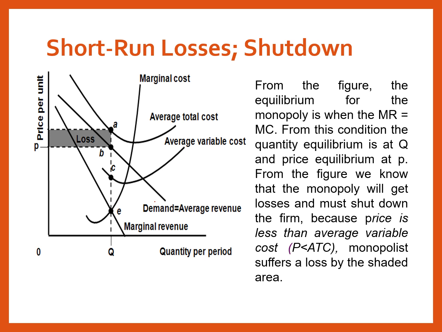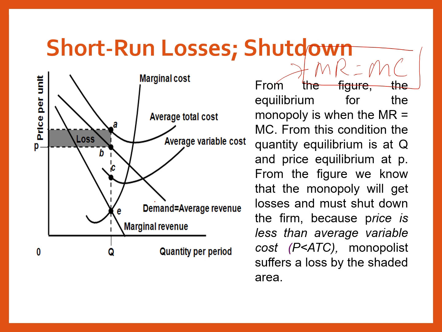So from the figure, the equilibrium for the monopoly is when the MR is equal to the MC. So for the profit maximization, the MR is equal to the MC. Okay, so ini konsep yang kita akan terus guna. And then from this condition, the quantity equilibrium is at Q and the price equilibrium is at P. So kalau kita tengok dekat sini kita nak cari dia punya nilaian untuk dia punya equilibrium. So of course kita tengok dulu when the MR is touching the MC.